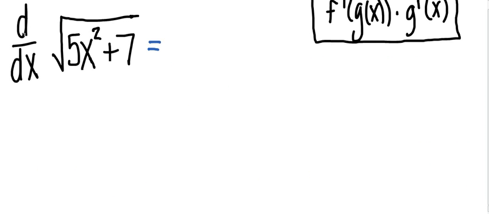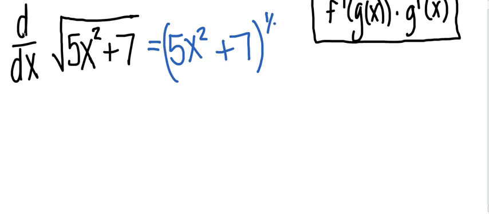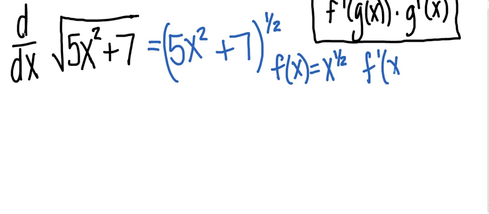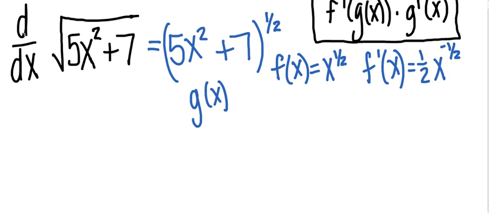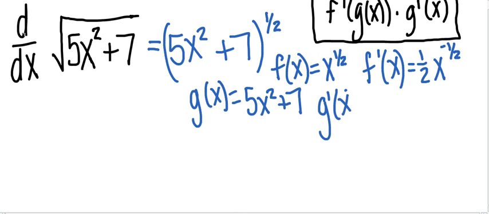This can be rewritten as 5x squared plus 7 to the 1/2 power. F of x equals x to the 1/2. F prime of x equals 1/2 x to the negative 1/2. G of x equals 5x squared plus 7. G prime of x equals 10x.